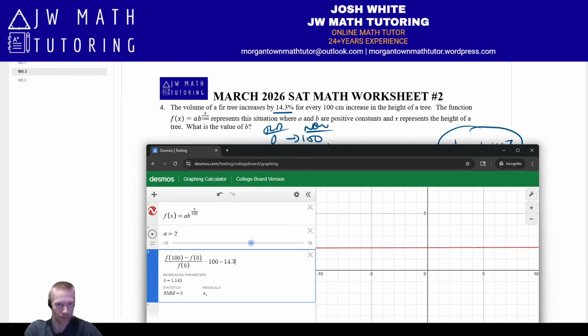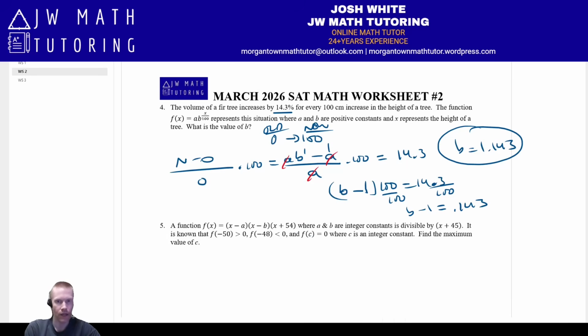So this is basically how you could mostly use Desmos entirely. You still need to know the percent change, percent increase or decrease formula. But notice right here, b is 1.143. And then lastly, of course, if you recognize, because it says it increases by this much for every 100 centimeters, that just means when I plug in 100 for x, the exponent here turns into a 1, which means I need a number inside here which is equal to a 14.3% increase. That means you take 1 plus this value as a decimal, 0.143, and that just becomes 1.143, which is the answer.